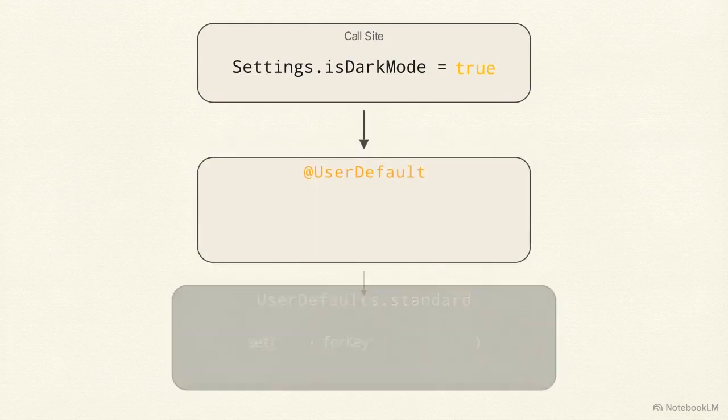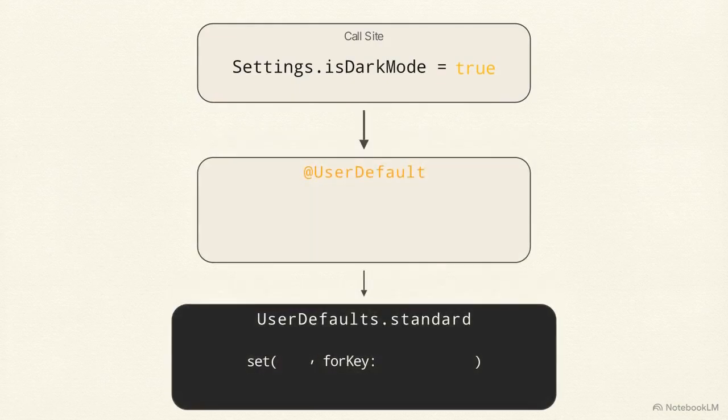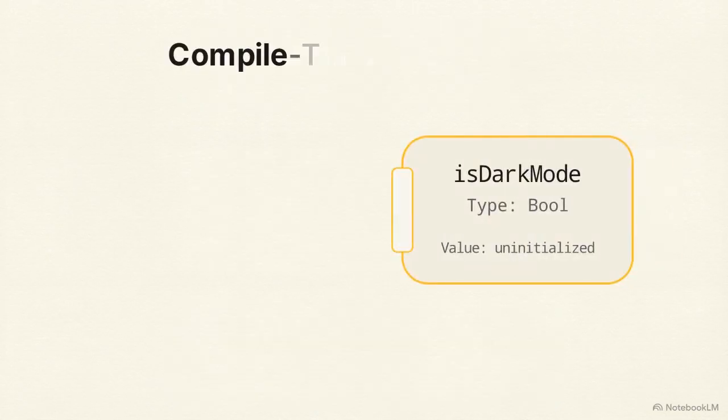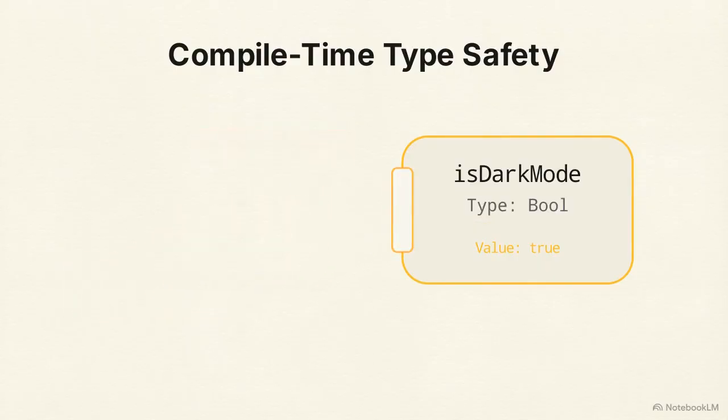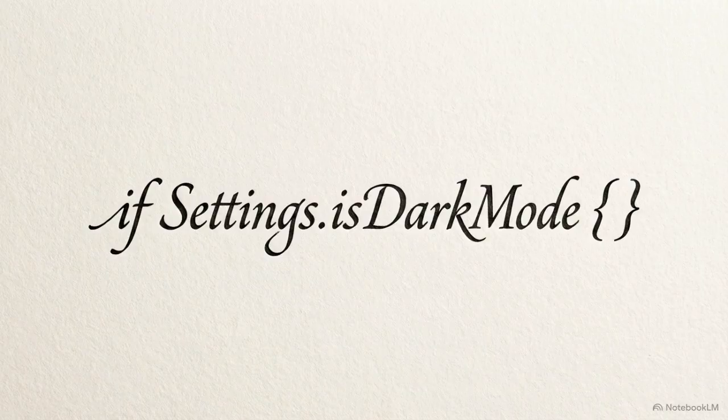From the perspective of a developer working anywhere else in the codebase, the final execution pattern is entirely streamlined. When you assign true to this property, the compiler pushes it through the wrapper into the underlying UserDefaults set command. This yields three major advantages. First is type safety. The compiler now strictly guarantees that isDarkMode will only ever accept or return a Boolean. Second is readability. Calling settings.isDarkMode equals true feels like interacting with a native Swift property, obscuring the database interactions underneath.